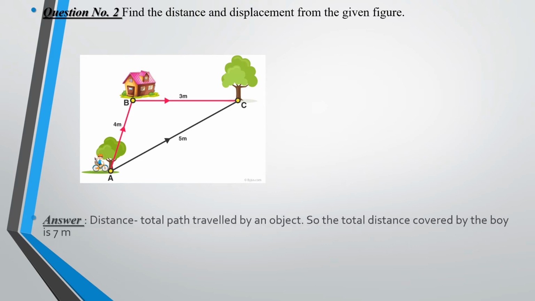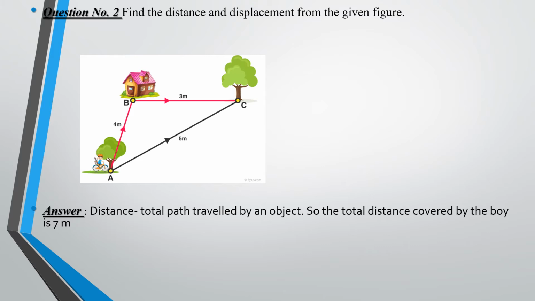It is very easy to understand. You know what is the distance? What is called distance? It is the total path traveled by an object. So they have given the values from point A to B and point B to C. The total distance covered by this boy is nothing but 7 meters.